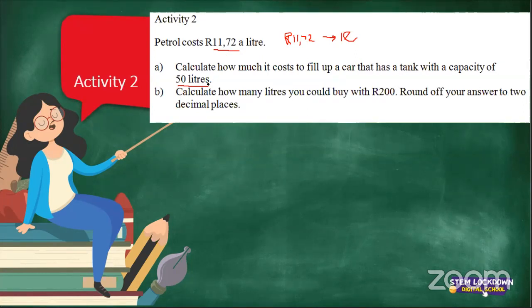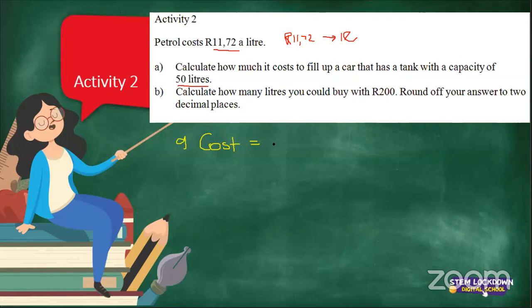Let me proceed. For this one, basically we can use cross multiplication. It's actually simple. If 1 liter costs 11 Rand 72, then for 50 liters, you'll need 50 times 11 Rand 72. So for A, the cost. I'm getting some responses. Let me just check your responses before I continue. Dando says 586. Let's check if Dando is correct.